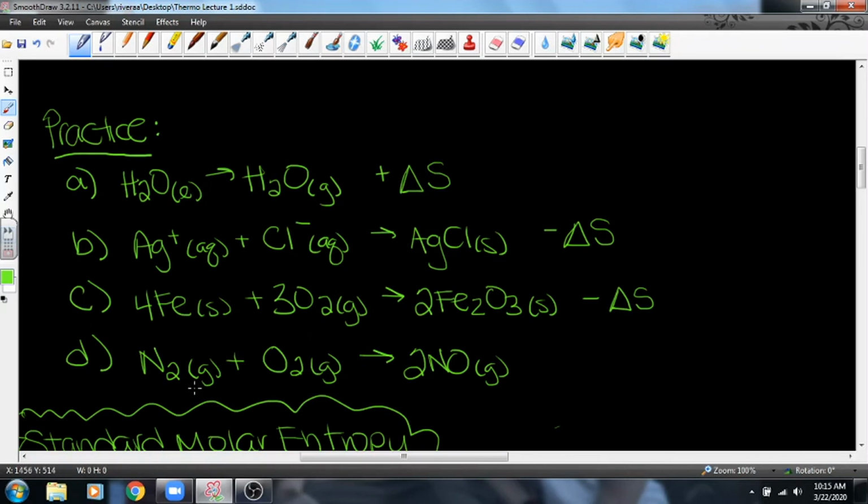And here I can see everything's in the gaseous state, so it's not about changes in state. So if I've got 2 moles of gas here on the left, and I have 2 moles of gas here on the right, the delta S will be close to 0. There won't be a big change here in entropy.